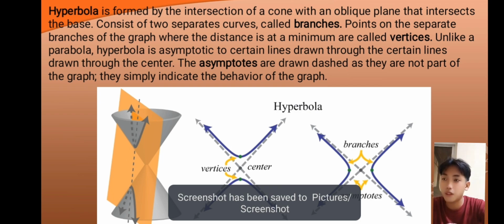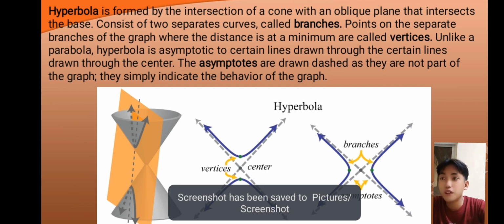So here we can see that the solid curves are our branches, and the points that are colored green are our vertices. Then the center point is our center. Then the dashed lines are what we call the asymptotes that guide or indicate the behavior of our graph.